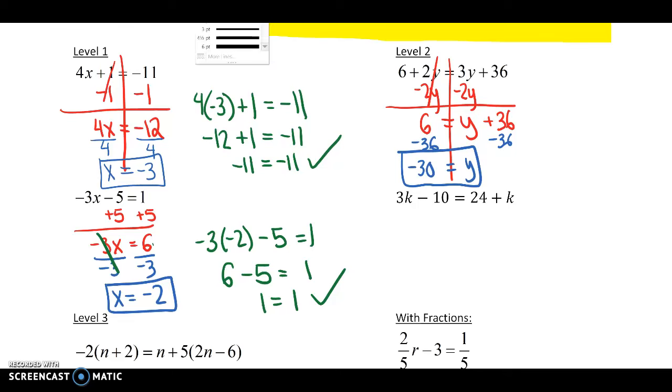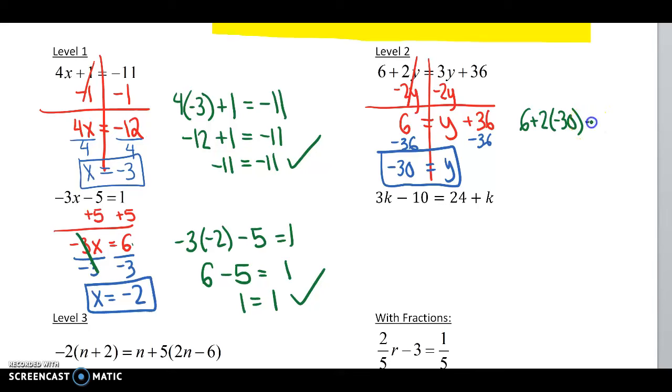And if you want to check to see if you've done it correctly, you can always plug it back in. So I have 6 plus 2 times negative 30, equals 3 times negative 30 plus 36. Okay, 2 times 30 is 60, so this would be negative 60, because there's a negative there, equals 3 times 30. 3 times 30 is 90, and since it's a negative, it's going to be negative 90 plus 36.